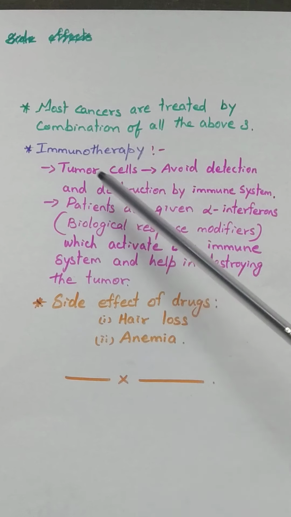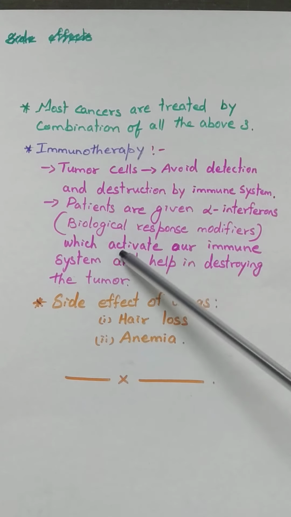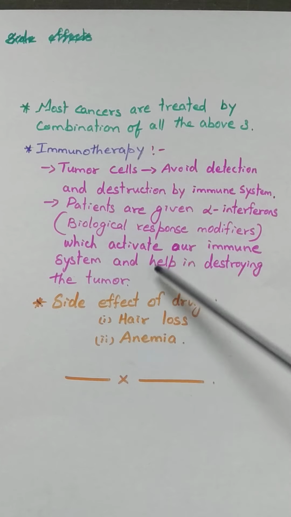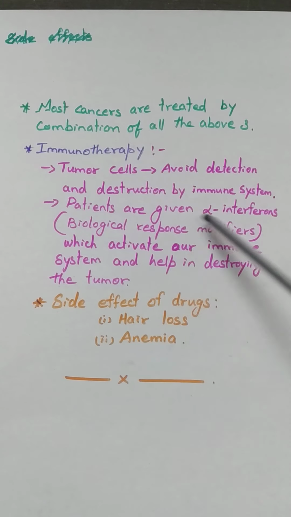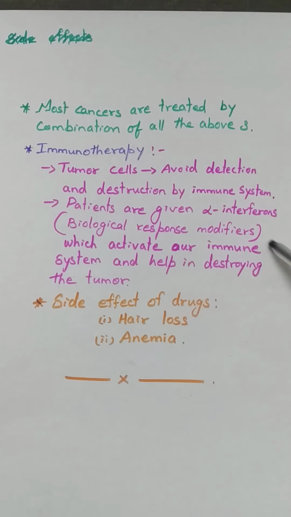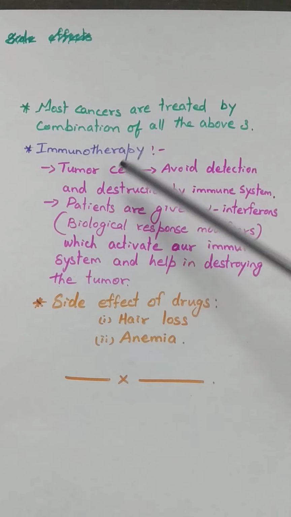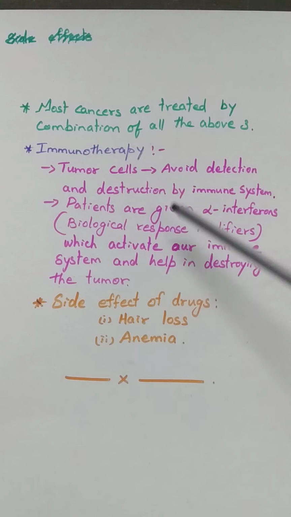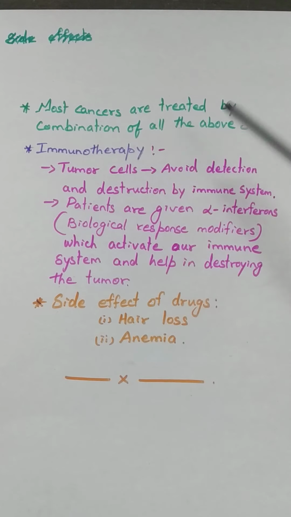So what we do, the patients are given alpha interferons. If alpha interferons are given to the patients, they activate our immune system and help our immune system in detecting and destroying the tumor cells. These alpha interferons are also known as biological response modifiers. So when these alpha interferons are given to the patients, our immune system becomes activated and it finds our tumor cells inside the body and destroys them. In this way, immunotherapy plays an important role in treating cancer.